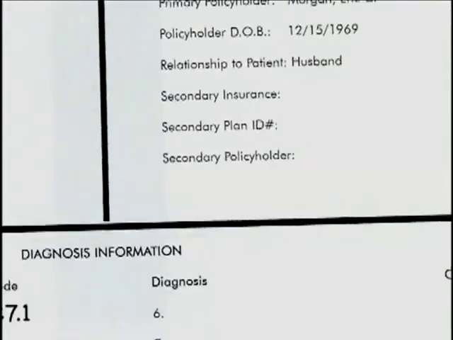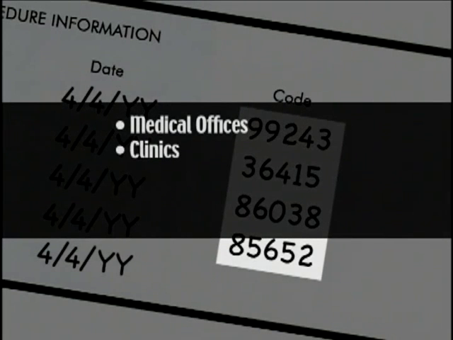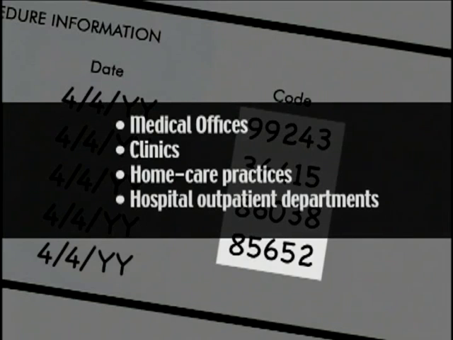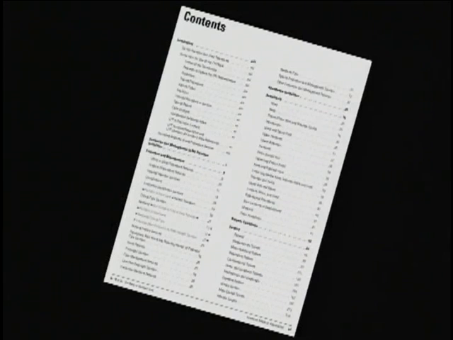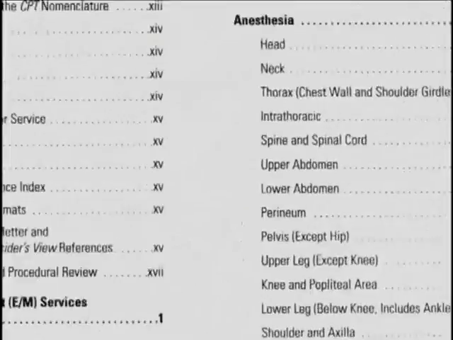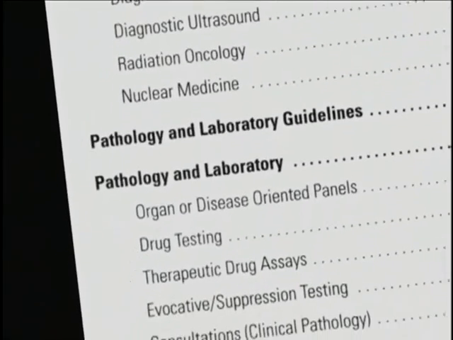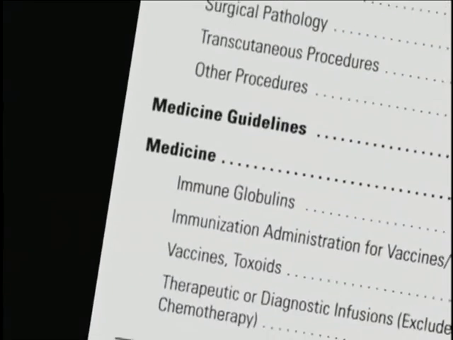5-digit procedure codes are assigned from the current procedural terminology, or CPT manual. Providers use CPT codes in a variety of settings, including medical offices, clinics, home care practices, hospital outpatient departments, and others. There are several sections in the CPT manual, including evaluation management, anesthesia, surgery, radiology, pathology and laboratory, and medicine.